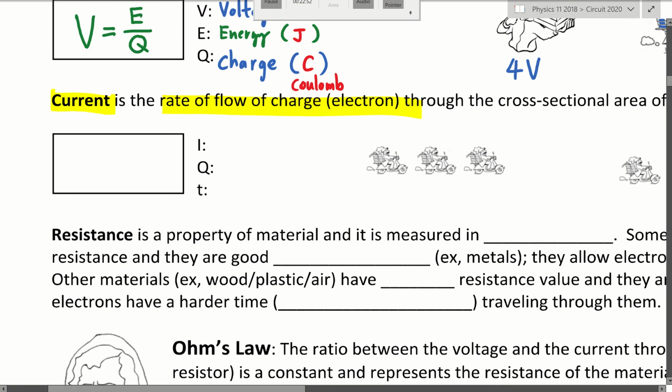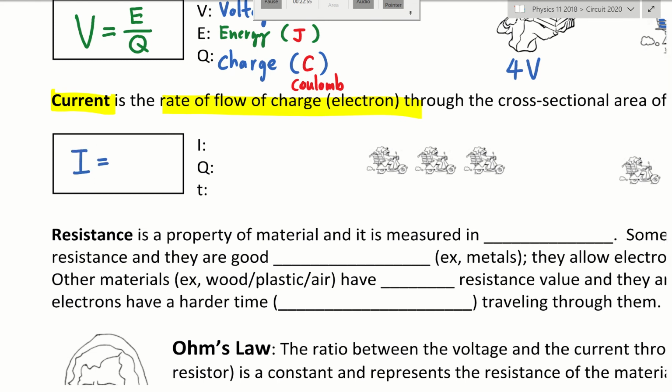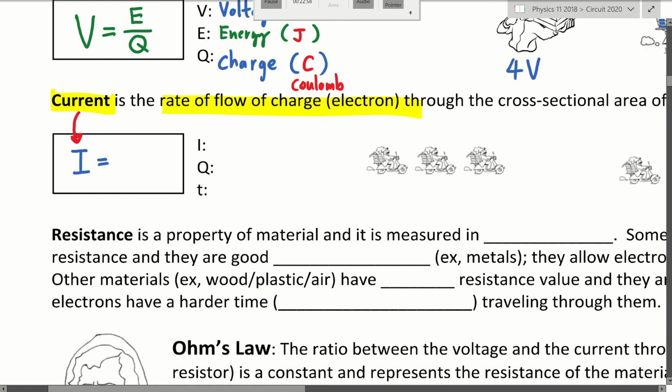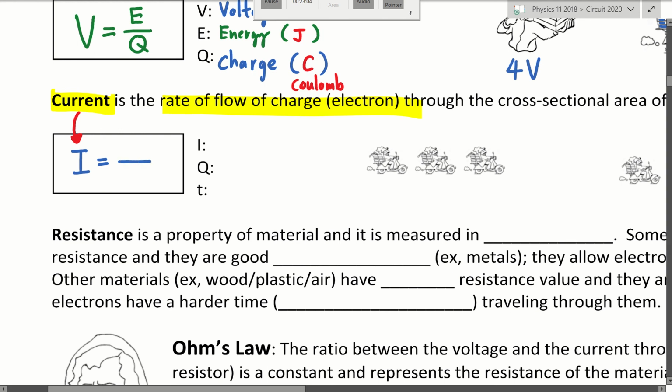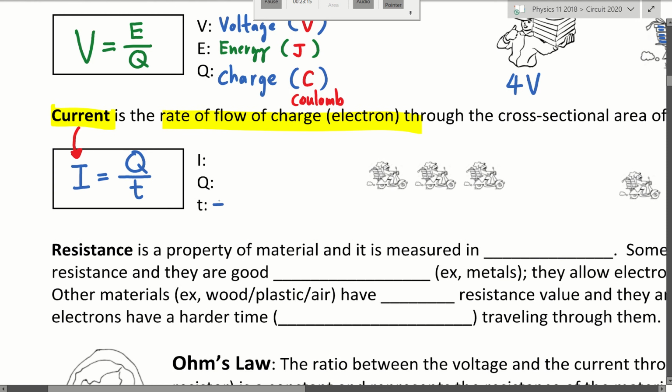Now the symbol for current is I. I apologize for that. I know it's not the first letter, but C is already used for many, many things. So current, I, is equal to the amount of electron charge, which is measured in coulombs, so charge per unit time. So divided by time. T stands for time, which is measured in seconds as usual. And then we have Q, which is the same thing as before. So Q is the charge.